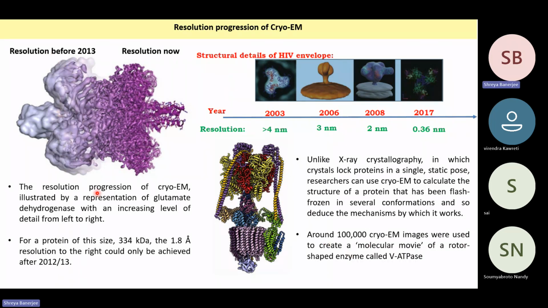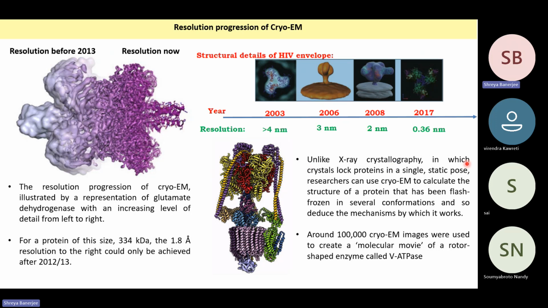So you can see the resolution progression of cryo-electron microscopy. It is represented by the resolution of this molecule, glutamate dehydrogenase. Initially around 2003, the resolution was greater than 4 nanometers. And in 2017, the resolution has gone up to 0.36 nanometer. So over the years, as the technology has improved and the software has improved, the resolution has also greatly improved.